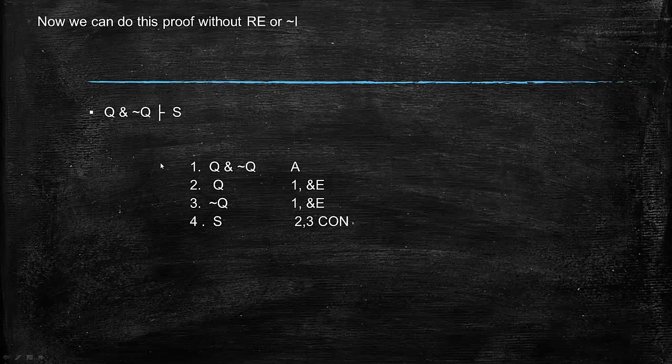So we just did this proof before, and now we can do it even more quickly with the contradiction rule. Right? We've got Q and not Q. We want S. Well, how are you going to prove that? Well, Q by one and elimination, not Q by one and elimination, therefore S by 2-3 contradiction. You cannot just do it by one contradiction. Okay, you have to use two lines. Right.